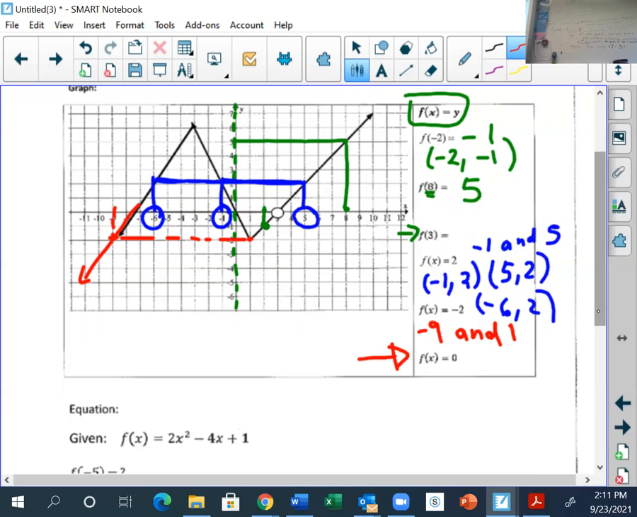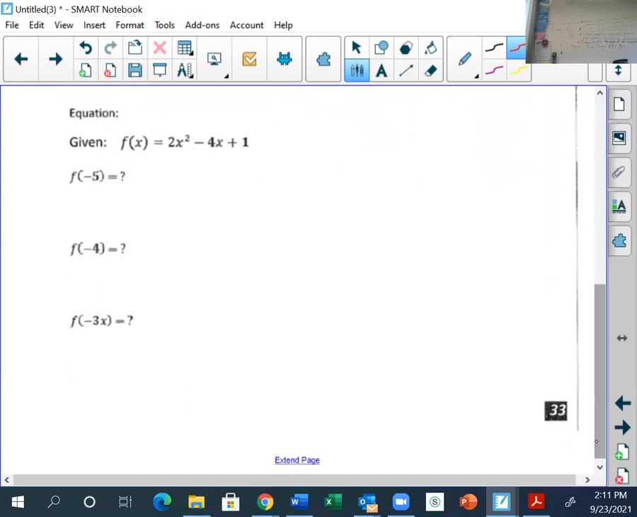All right, for the next one, given the equation, they want you to find f of -5, f of -4, f of -3x. So I'll do this one and this one. I'll have you do -4. So what they want you to do is take the x and change it by -5. So -5 is here, right? Everywhere I see x, I'm going to replace it by -5.